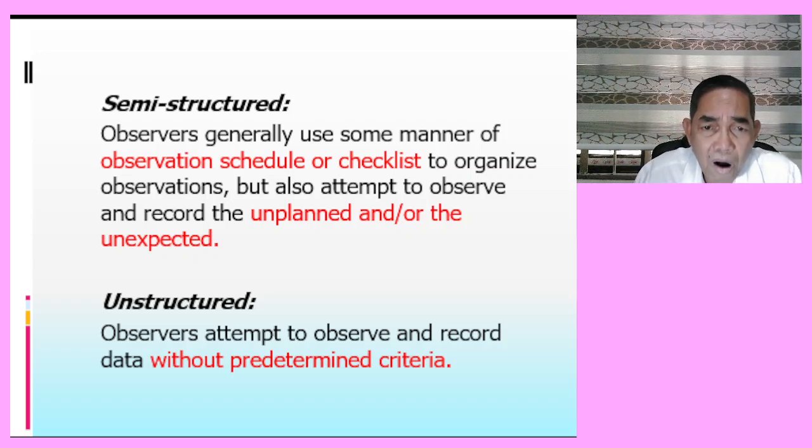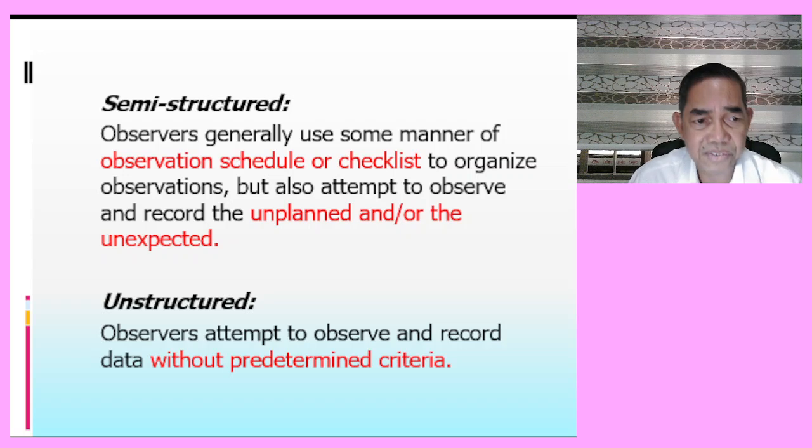And when we talk of unstructured observation, observers attempt to observe and record without predetermined criteria. You observe things that you see. You don't need a checklist to observe. So what you see, you try to record them. This is an unstructured observation.